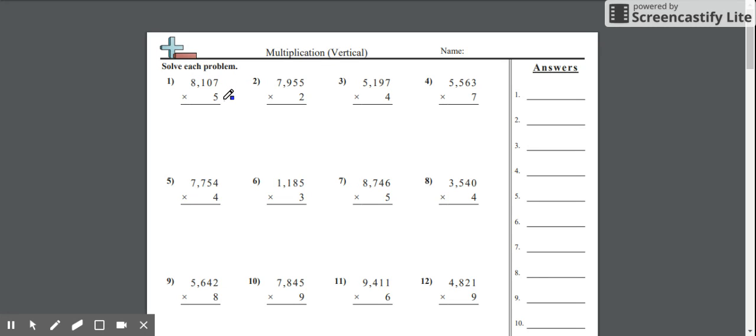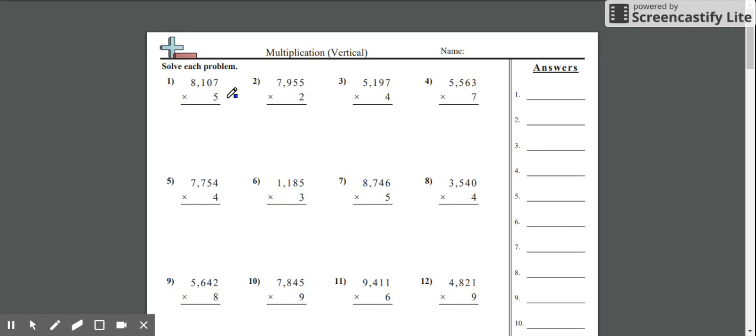When you multiply this problem, you start with the number at the bottom and multiply it times every number at the top from right to left, one at a time. I start with the ones place, then the tens place, then the hundreds place, then the thousands place. I always go in order. So I'm going to start with 5 times 7, then 5 times 0, then 5 times 1, and then 5 times 8.